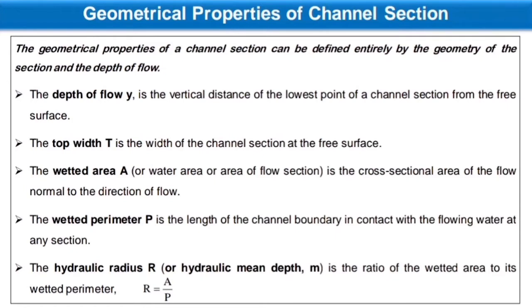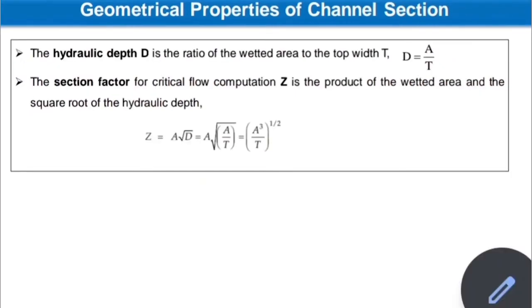Hydraulic radius R. It is the ratio of wetted area to wetted perimeter. It is denoted by the letter R. R is equal to wetted area by wetted perimeter, that is A by P. Hydraulic depth D. It is the ratio of wetted area to the top width, that is D is equal to A by T, where T is the top width and A is the wetted area. The section factor for critical flow computation, Z, is the product of wetted area and the square root of hydraulic depth. Z is equal to A into root D.